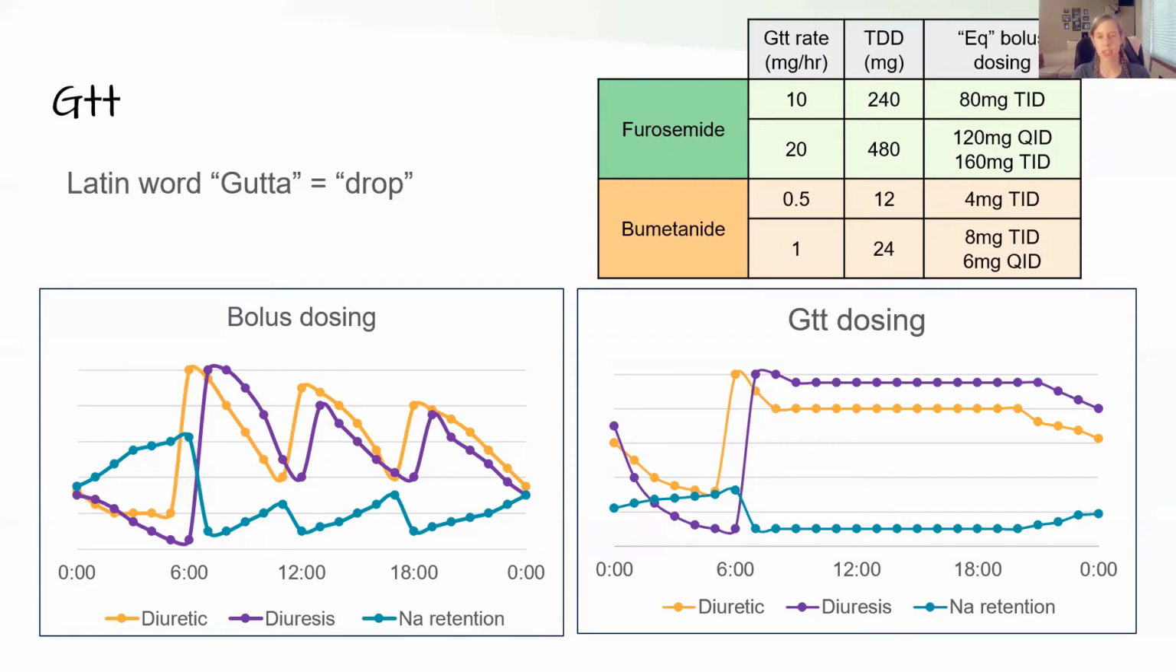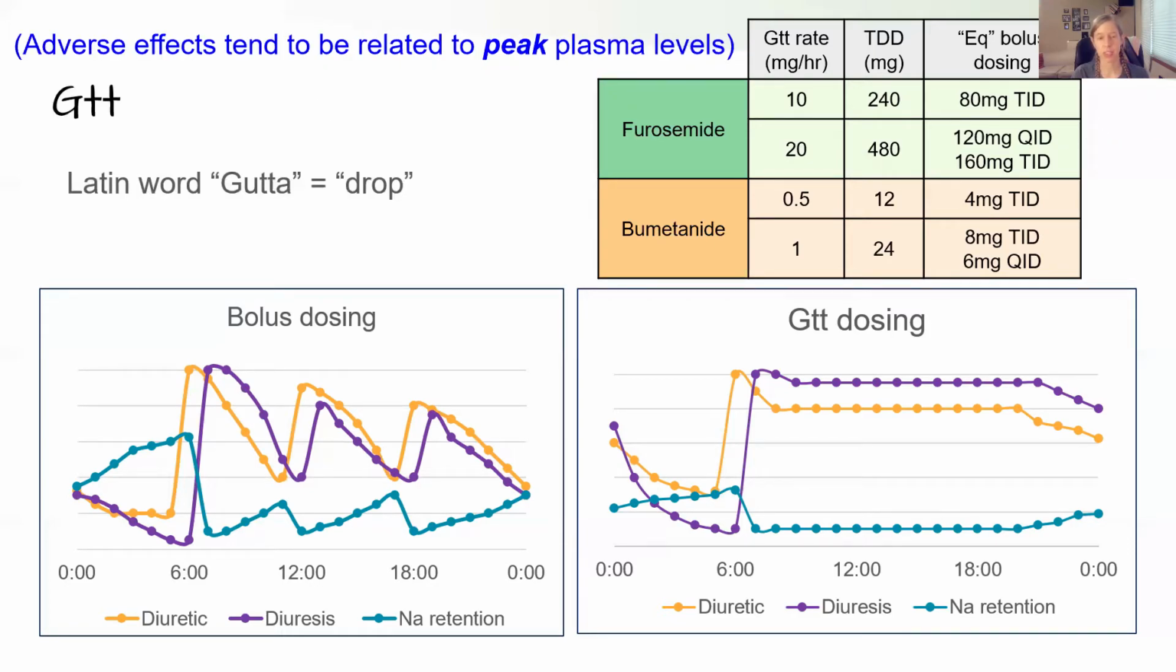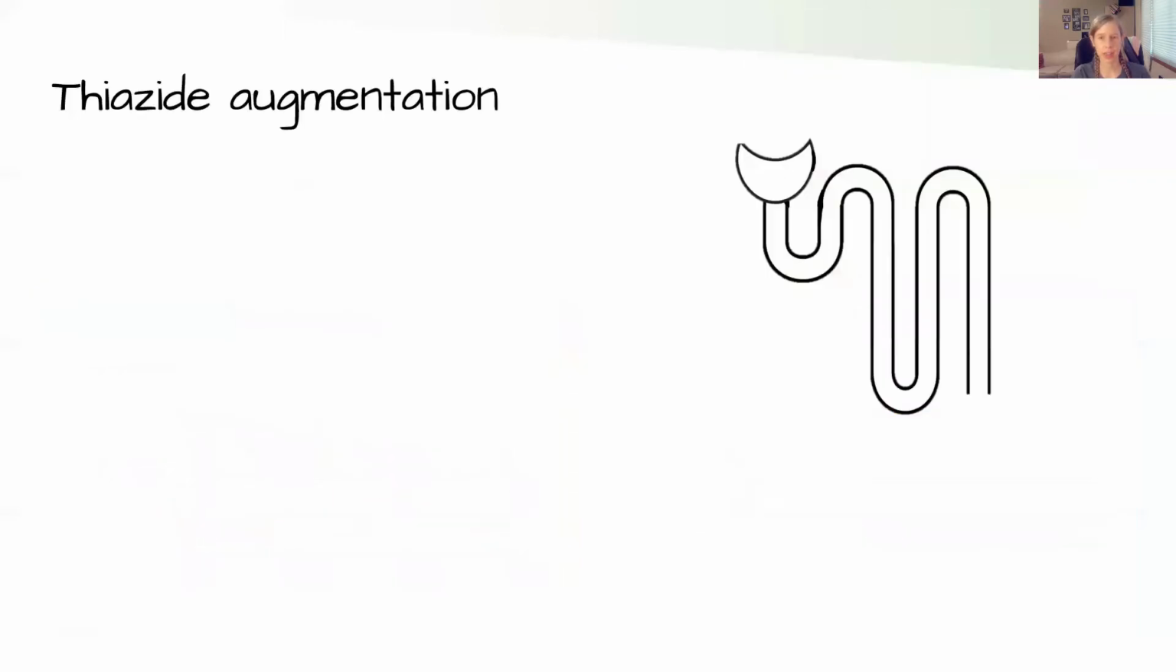An extra bonus of that drip dosing is that you'll have less of an impact of adverse effects. If you think about it, the equivalent bolus dosing of the total daily dose from an equivalent drip rate would have huge boluses, and that could put the patient at significant risk for things like ototoxicity from the loop diuretic. We can get the same overall effective, if not better, diuretic effect, but with less risk of the adverse effects that come from those really high peaks that we would get from the equivalent bolus dosing. If you're doing a drip and it's still not quite cutting it, you can try something with thiazide augmentation.